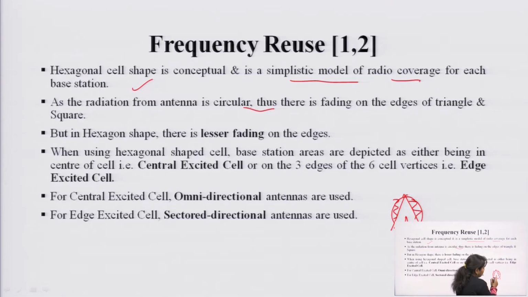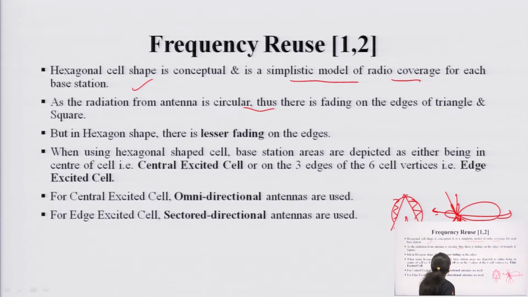In case of the square also, and in case of a directional antenna, its radiation pattern is somewhat like this one, which has this main lobe, this minor lobe, and these side lobes, meaning there will be wastage of energy. The maximum energy will be concentrated in this direction and minimum energy in this direction. In this definition we are talking about the omnidirectional antenna, which has a circular radiation pattern. So, in hexagon shape there is lesser fading on the edges.